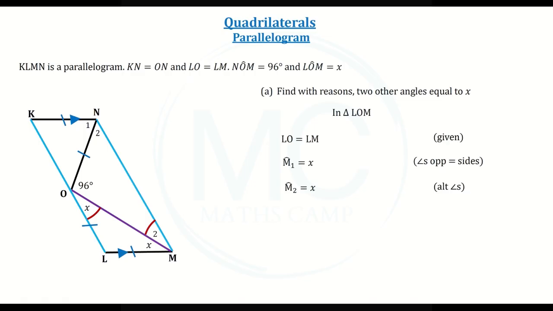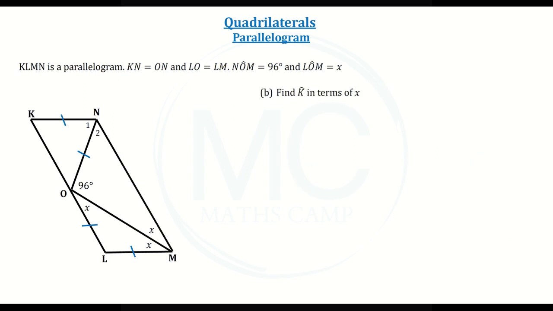We also need to include why these are alternate angles. And in this case, it is because KL is parallel to NM. And we know that this is true because these are opposite sides of a parallelogram and they are parallel. And now let's take out our red arcs. Let's tidy up our diagram a bit. Let's take out angle M2 and we can fill in X. And now we can move on to part B.